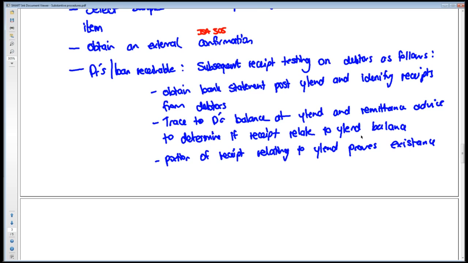Think about it, a debtor might be paying after year end, but he might be paying for an immediate order that he just placed, and his old balance hasn't been settled. So that's why I have to go and make sure that the payment doesn't relate to a new amount, it relates to the balance at year end. And if there is any, that would prove existence for that. Okay, that's how I would test existence.